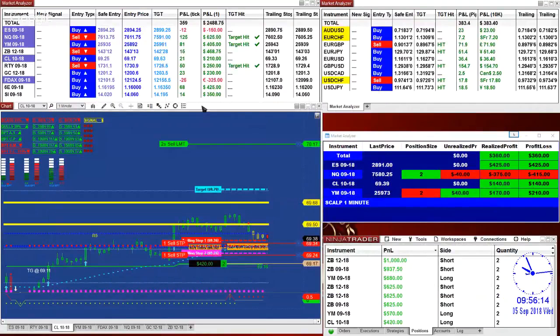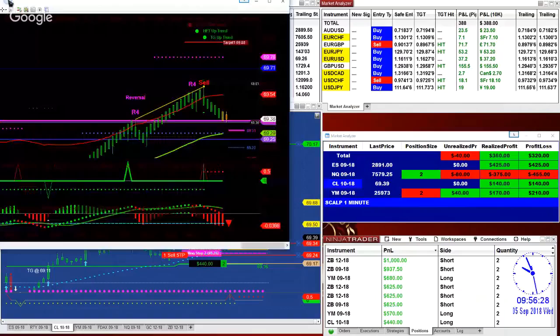So today is a look on the... I want to take the CL today also on the Renko bar.